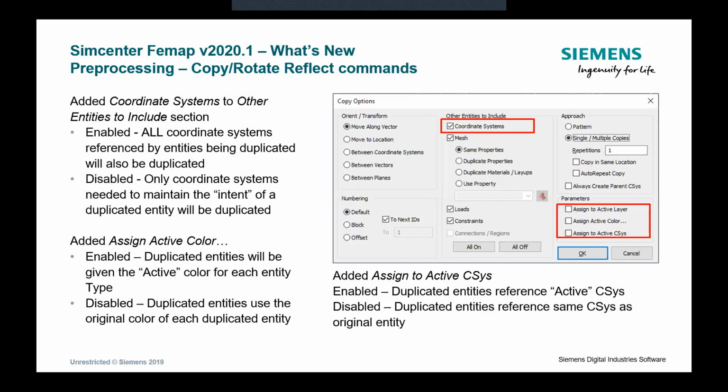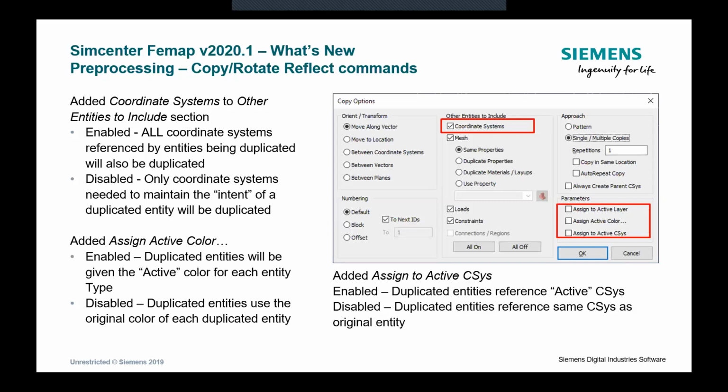This was actually done for 2020.1, and I just realized it was never in any of our other presentations. But we added coordinate systems to the other entities to include section. So when it's enabled, all the coordinate systems referenced by all the entities being duplicated will always be duplicated completely all the time. If you have it turned off, only the coordinate systems that are absolutely needed to maintain the intent will be duplicated.